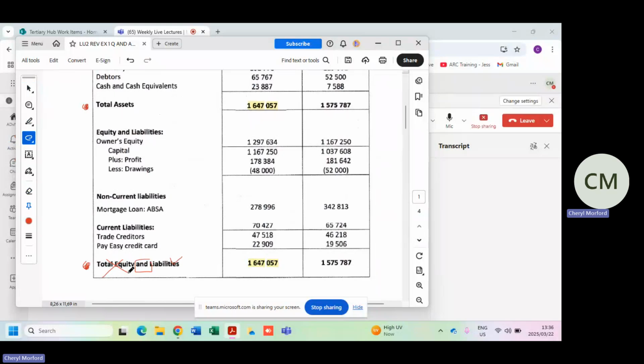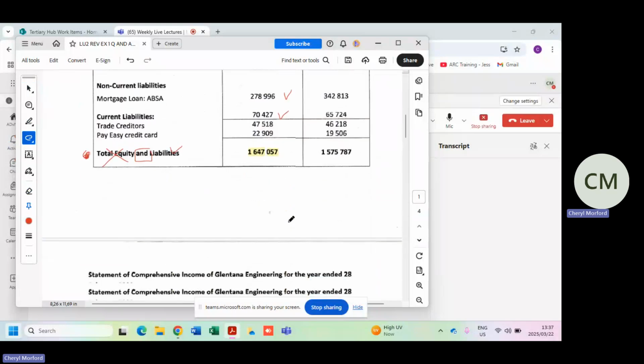Two things. You could either subtract the equity from the 1.647 million. I think that's maybe prone to a bit of a mistake. So what would be better? Simply to take your non-current liabilities, which is the mortgage loan, and add all of your current liabilities together. And then equate that to the total assets at the top. So let's do that.